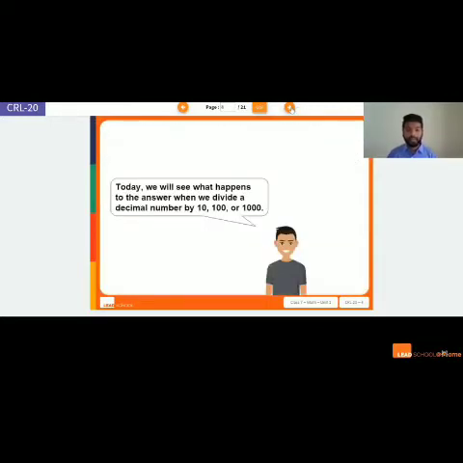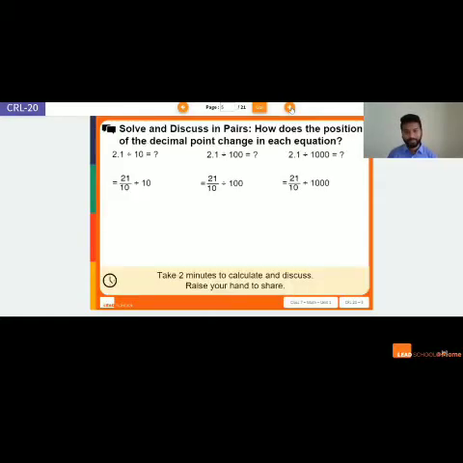Today, we will see what happens to the answer when we divide a decimal number by 10, 100 or 1000. Alright, solve and discuss in pairs. How does the position of the decimal point change in each equation? 2.1 divided by 10, 2.1 divided by 100, 2.1 divided by 1000. Alright, we can even write 2.1 as 21 by 10. Now, you will have 2 minutes to solve this. Alright, your time starts now.